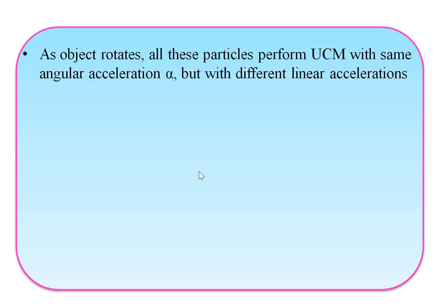Here also, as the object rotates, all these particles perform circular motion with the same angular acceleration alpha, but with different linear acceleration. We know the formula for acceleration: a is equal to r into alpha. For the first particle, the equation becomes A1 is equal to R1 times alpha. For the second particle, A2 is equal to R2 times alpha. For n particles, An is equal to Rn times alpha.